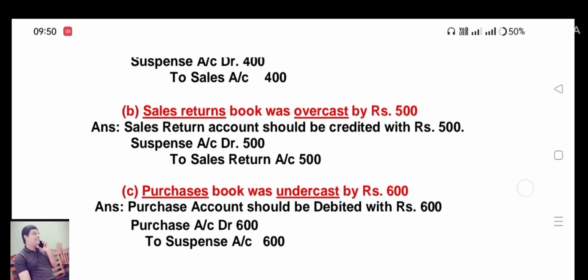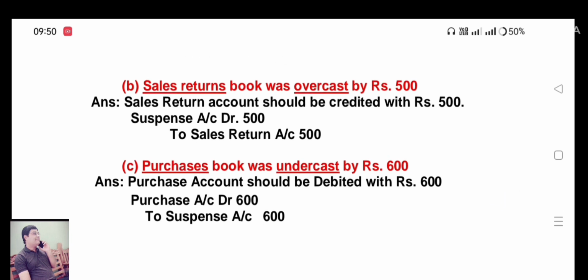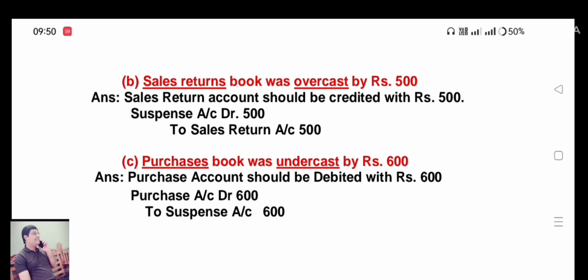Next one, sales return. Sales return book was over cost by rupees 500. So sales return normally is a which balance? Debit balance. But it is over cost. Over cost means what we have to do? Opposite. So sales return account should be credited with rupees 500. So you have to write the journal entry suspense account debit to sales return account. Then only it will tally.